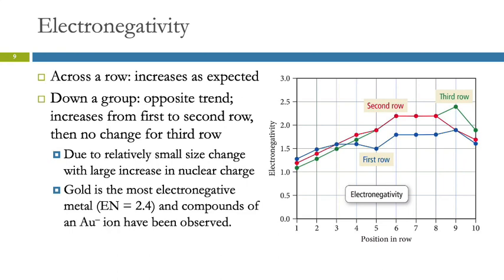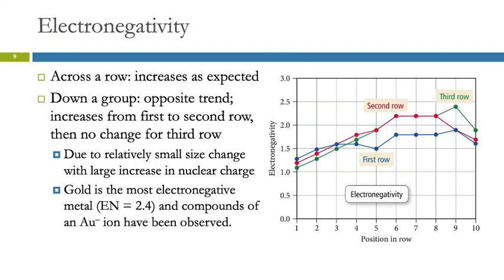Electronegativity. Across the row, we see a trend of increasing electronegativity. Is it perfect? No. There are little dips. As we go down a group, we see the opposite trend. We see an increase from the first to the second row, and then no change for the third row. So we see that especially right in here. So going down the periodic table, these are more electronegative, but the second and the third row are the same.